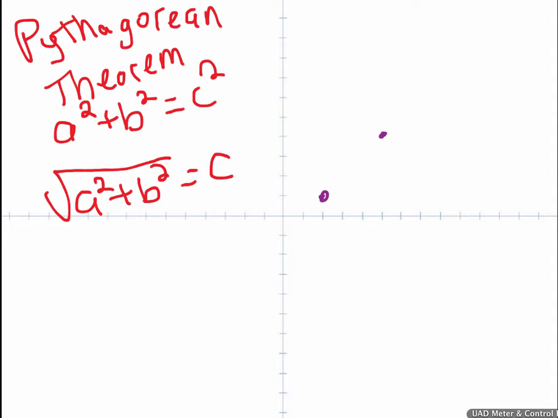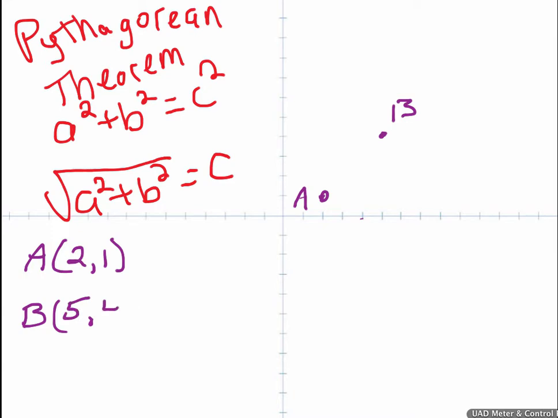One thing you obviously want to do is label the points. I'm going to go ahead and name them A and B. Point A is 2, 1, and point B is 1, 2, 3, 4, 5, up 1, 2, 3, 4. So we got 5, 4.